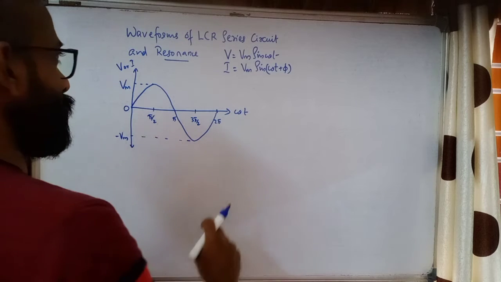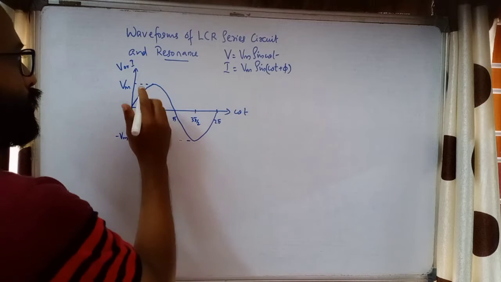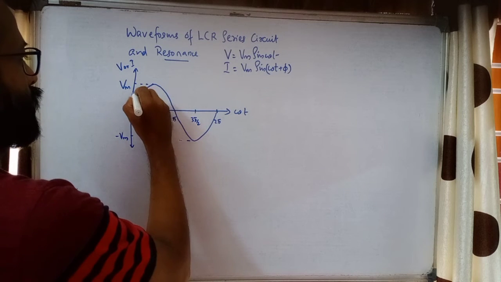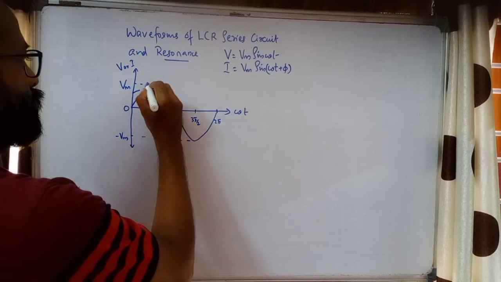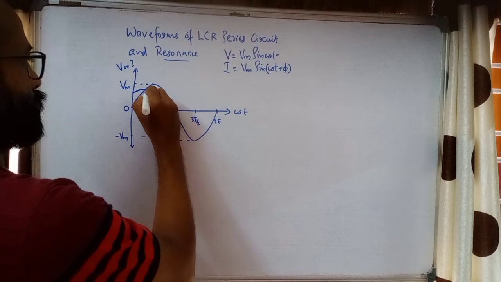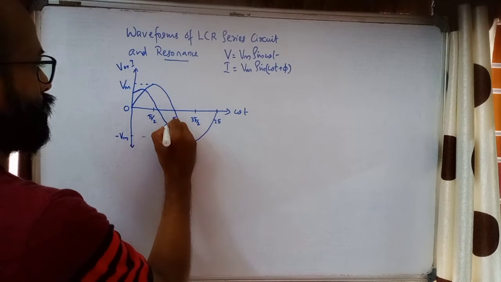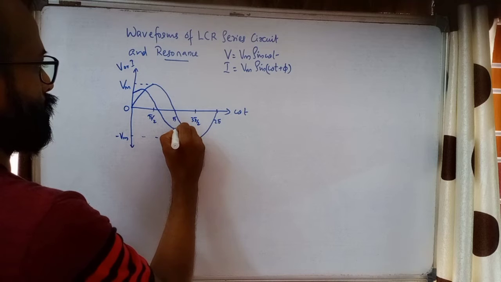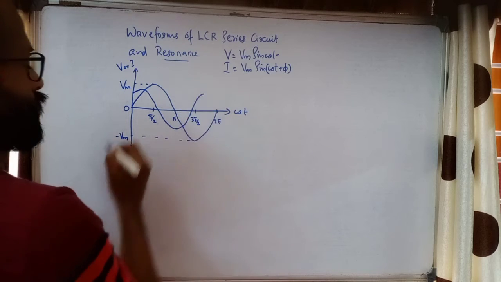Now current also we need to represent. So for representing current, actually it is omega t plus phi. So let us choose, okay, like this we can draw. Like this.